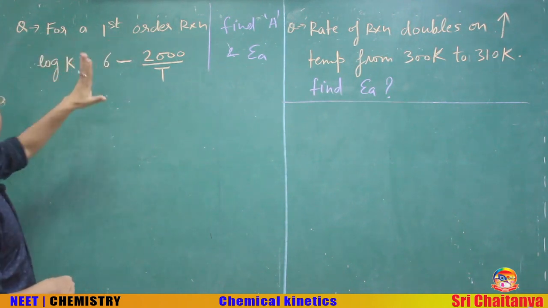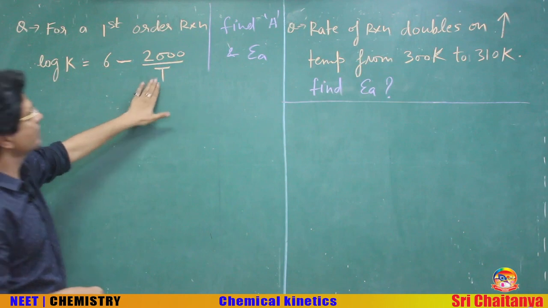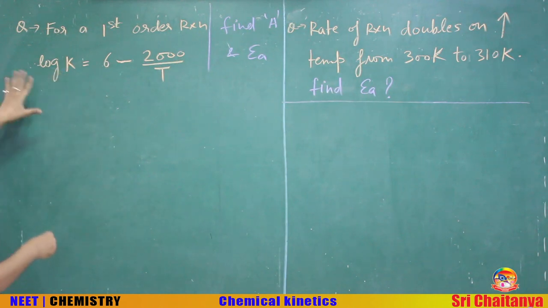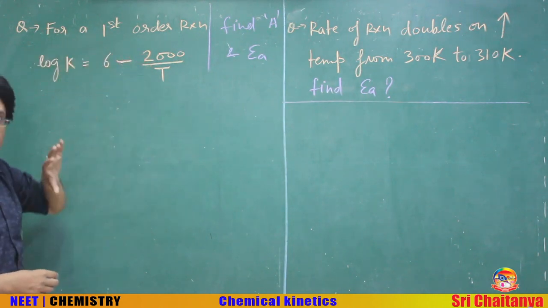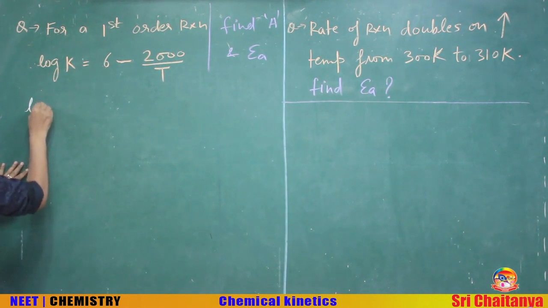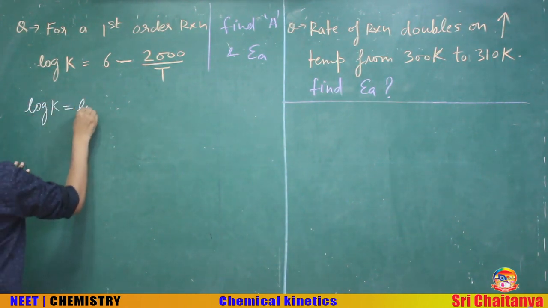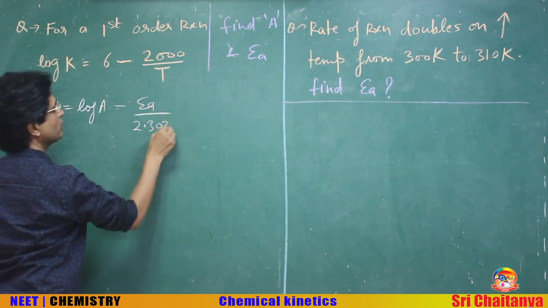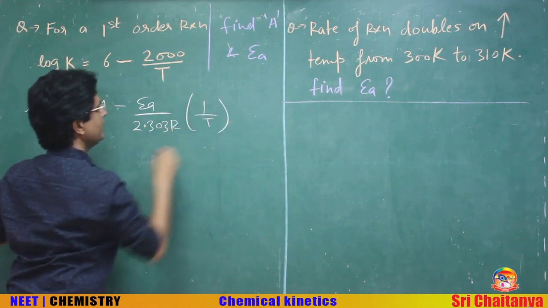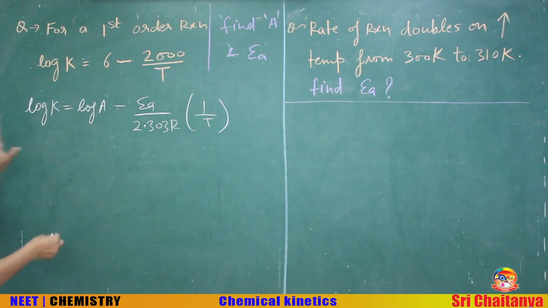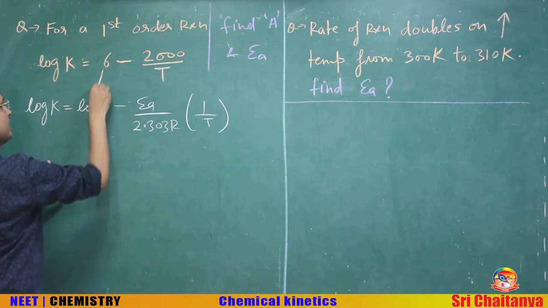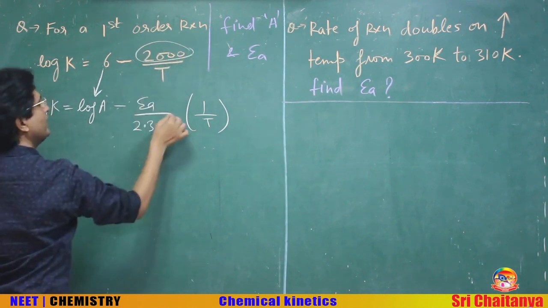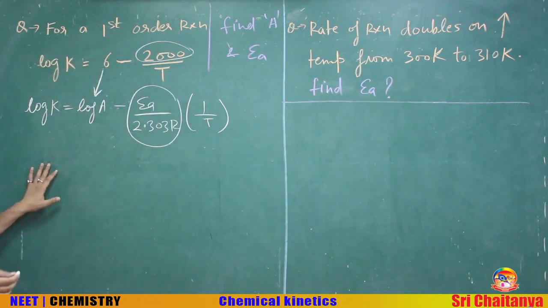They have given, for a first order reaction, this equation, and they're asking to find A and the energy of activation. This is the pre-exponential factor. Now see, I know the logarithmic form of the Arrhenius equation, so let me write it down. That is basically log of k equals log of A minus Ea upon 2.303 R into 1 by T. So if I compare these two equations, I'll come to know that this 6 is nothing but log of A and this 2000 is nothing but Ea upon 2.303 R.